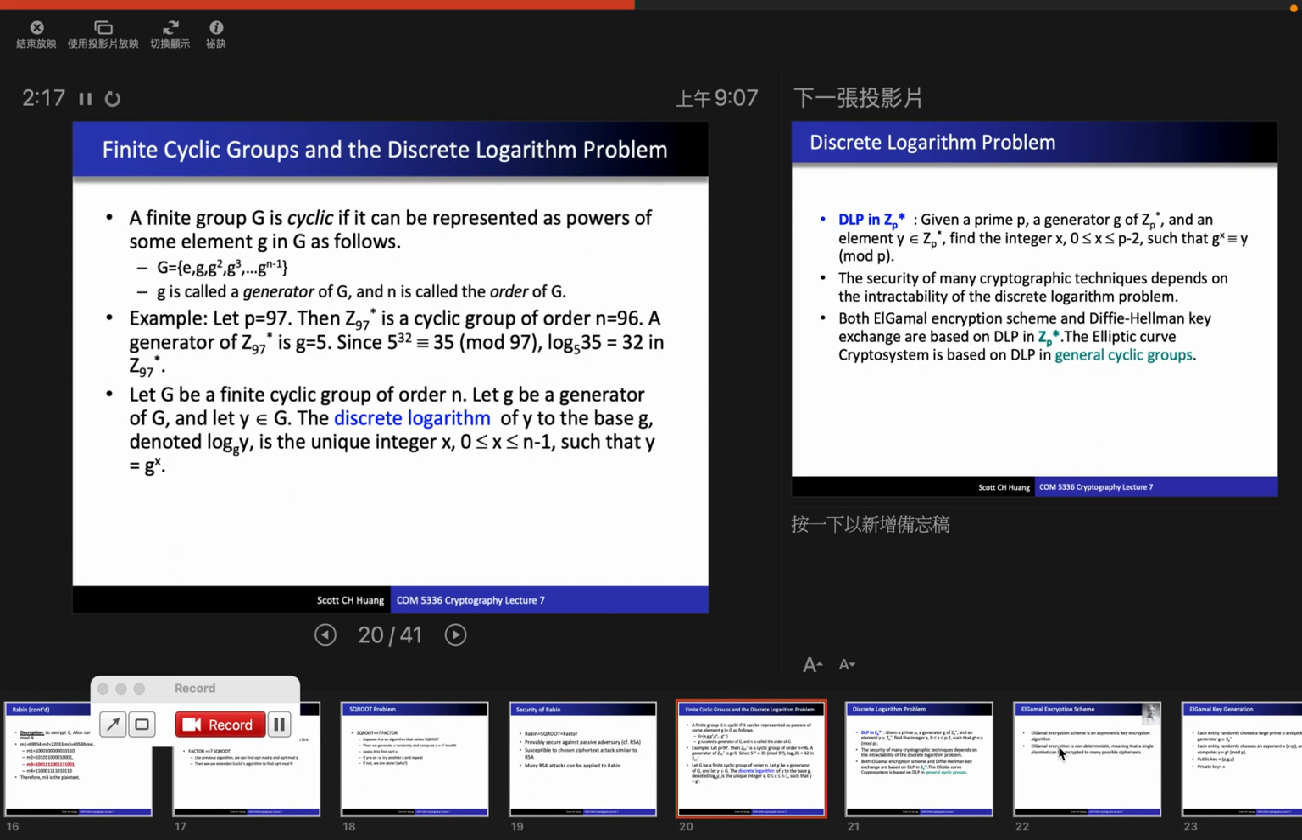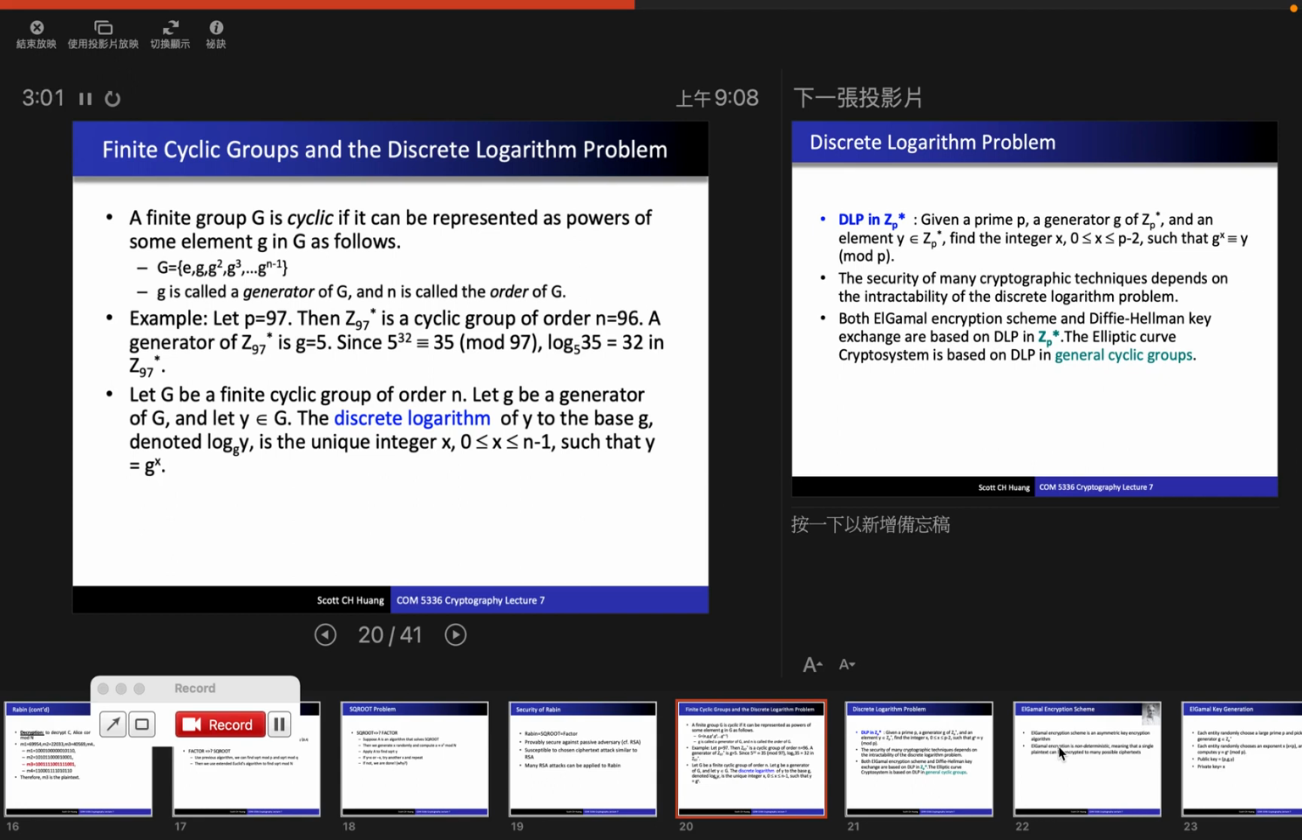And then this formula can be further generalized, so that it doesn't only work on this group, ZP star. It doesn't work solely on the ZP star group. It can work on any group. Okay, so if it works on any group, then we have this g raised to the power of y is equal to x, something like that.